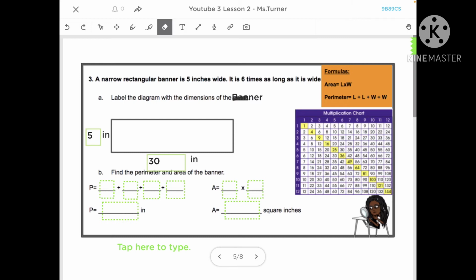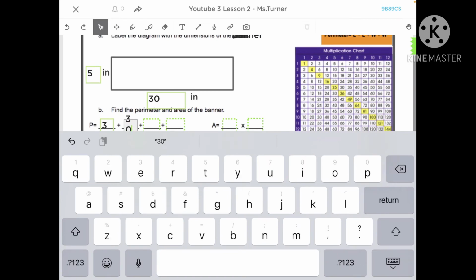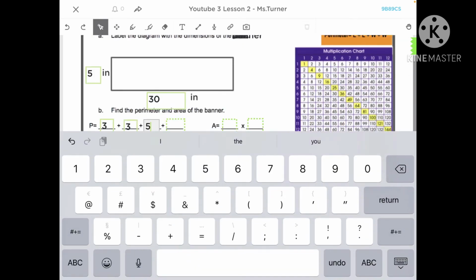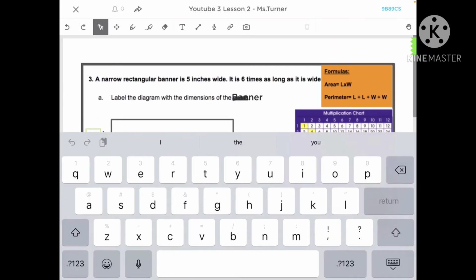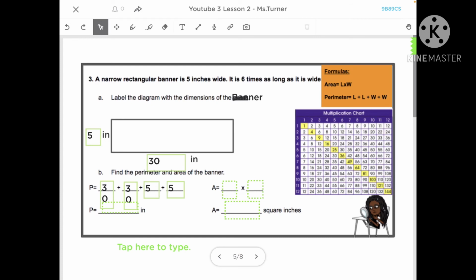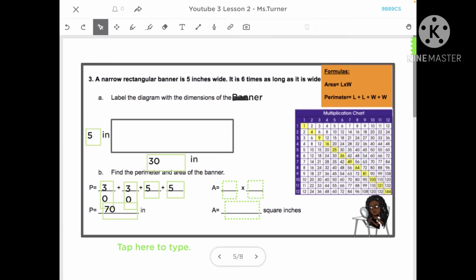Good, yes, perimeter equals 30 plus 30 plus 5 plus 5. Awesome. Now let's go ahead and find our sum. 30 plus 30? Yeah, 60. 60 plus 5. Good, 65. 65 plus 5 more? Good, 70. Awesome. Now this one's a little bit different.